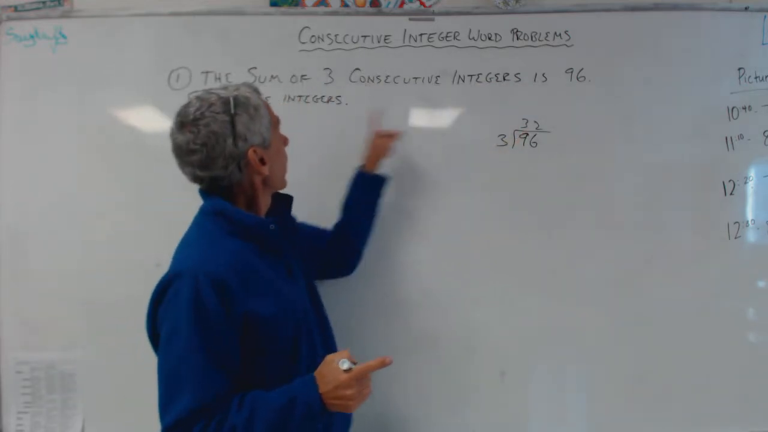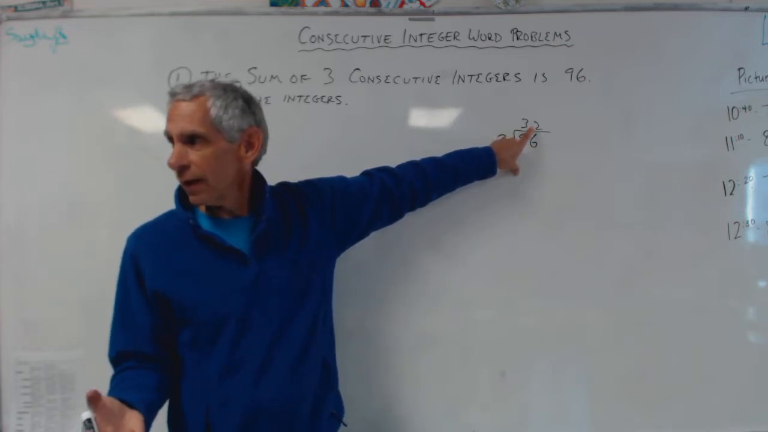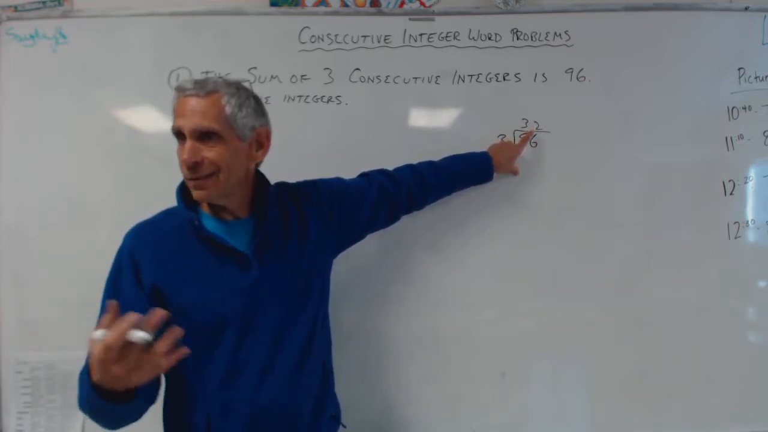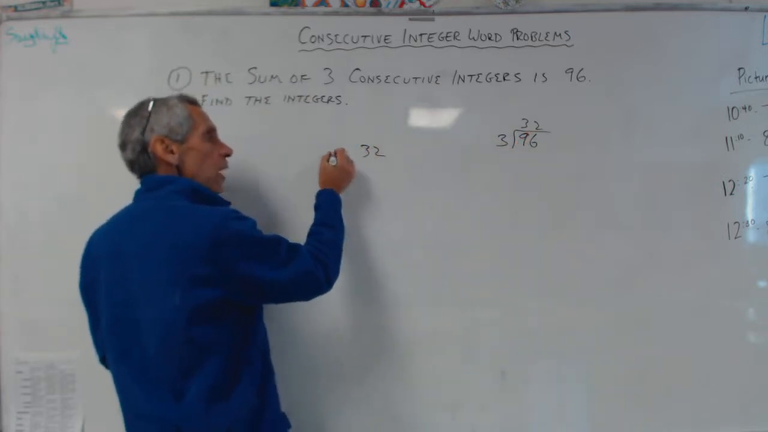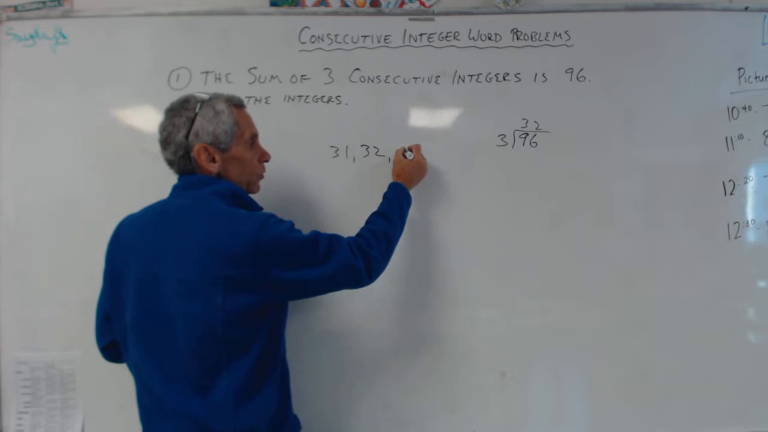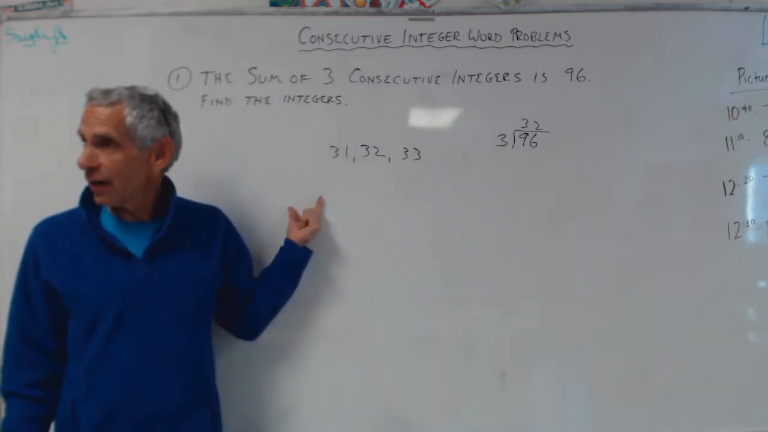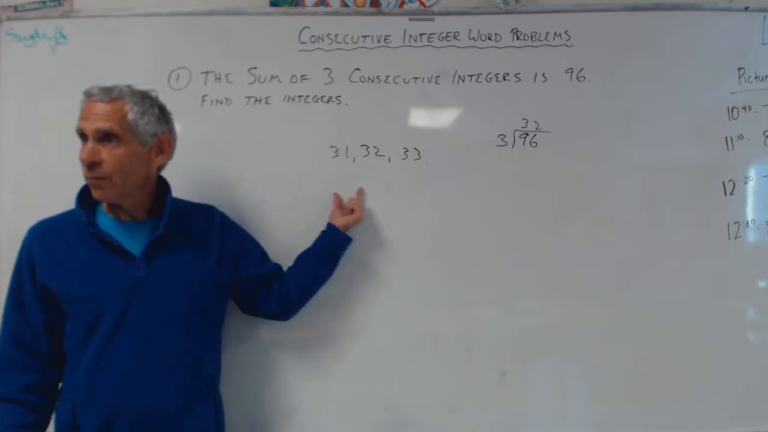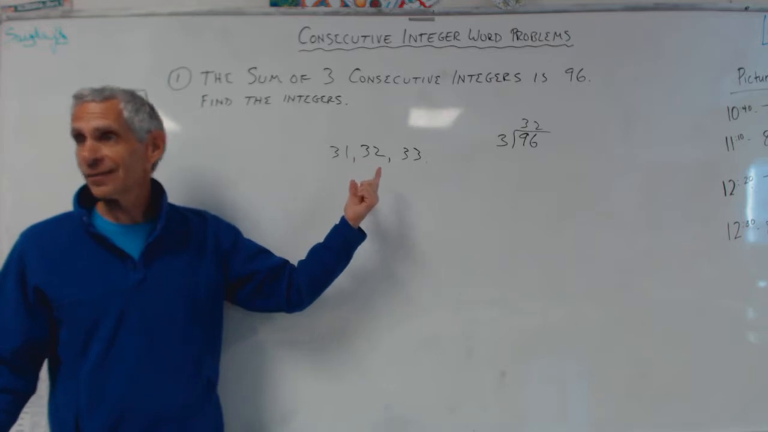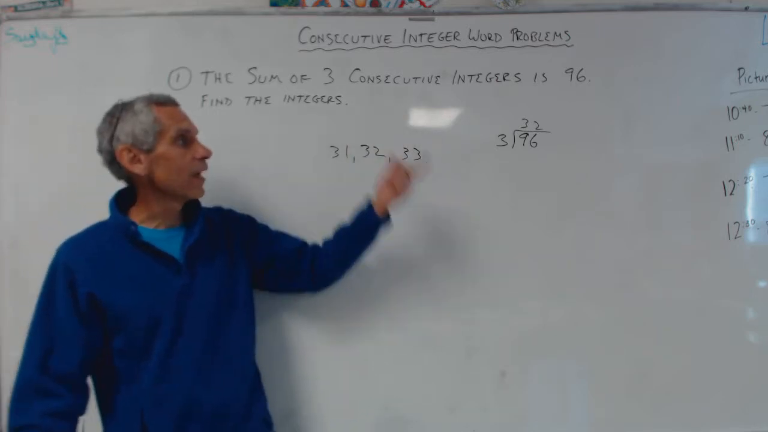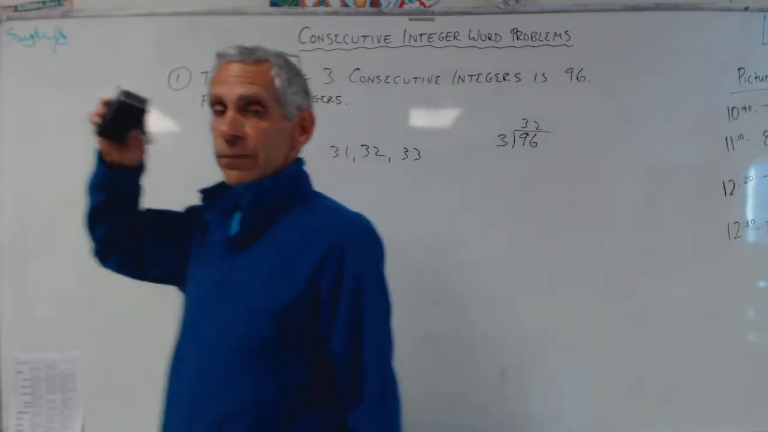Basically, by dividing by 3, we know that they can't all be 32, because they have to be consecutive integers. Since we know one of them is 32, probably the other one's 31 and probably the other one's 33. But before you hand in your quiz, you would check, right? So what would you do? You add them all together and see. Well, let's see. 3 plus 2 plus 1 is 6. That works, okay? 3 plus 3 plus 3 is 9. Right? 96. That works.